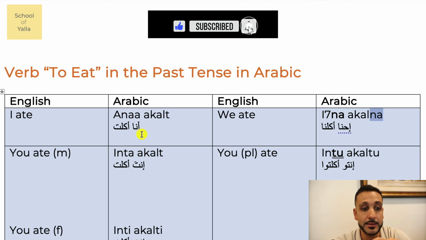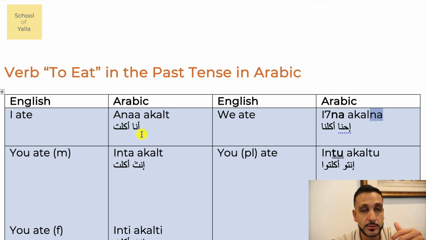So, what did you eat? Shu akalt, or shu inta akalt, to a female. Shu inti akalti, or simply with time you can just say shu akalti, shu akalti. And that's how we usually do. Shu akalti, shu akalt, to a guy. Shu akalu, what did they eat? So just literally using shu, which is what in Levantine Arabic, and different types of Arabic as well. There's shu, and the verb itself.